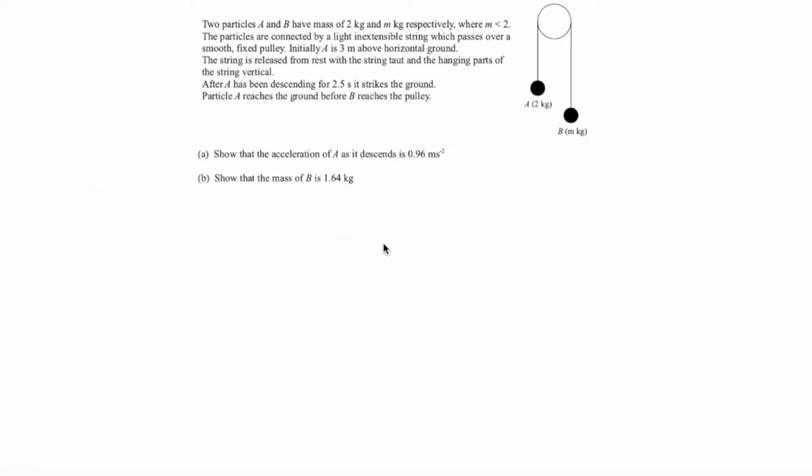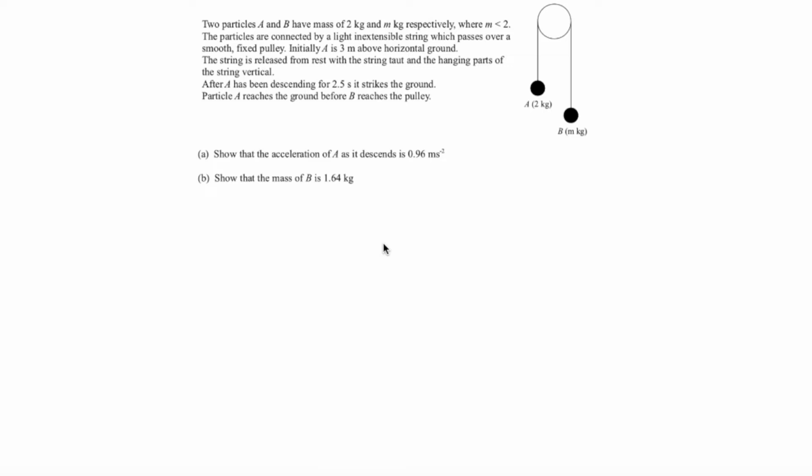So the next question is slightly harder, especially question B. It says that two particles A and B have mass of 2 kilograms and m kilograms respectively, where m is going to be less than 2. The particles are connected by a light inextensible string which passes over a smooth fixed pulley. Initially A is 3 meters above horizontal ground. The string is released from rest with the string taut and the hanging parts of the string vertical.